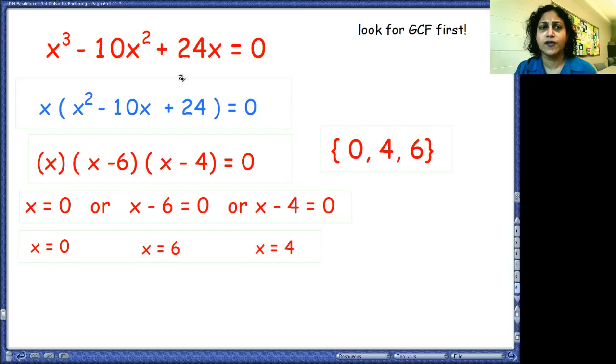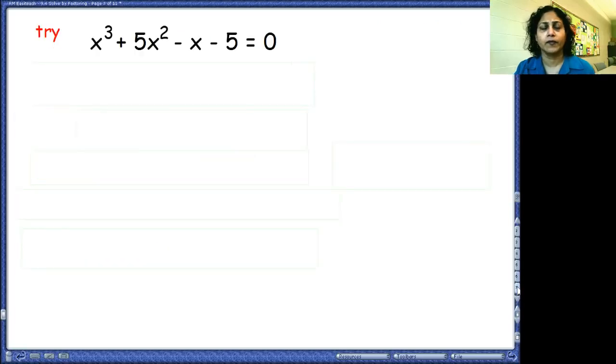And this has 3 roots because if you look at the exponent, it's a 3. It's a cubic function. So it intersects the x-axis 3 times. Let's try another one. Again, see if there is a GCF. If not, follow the rules of factoring.